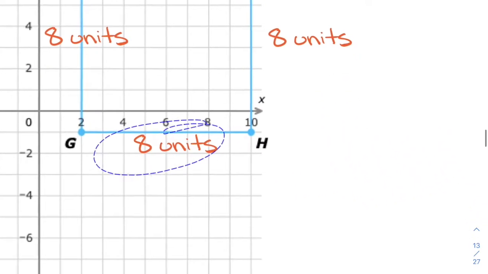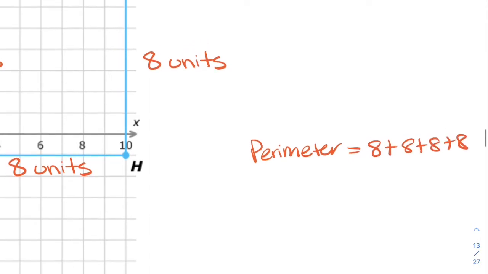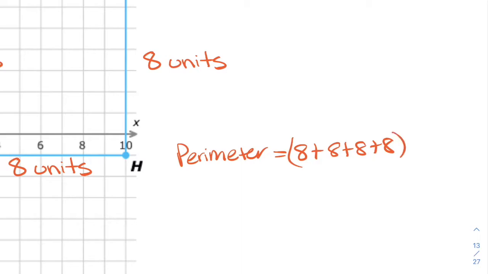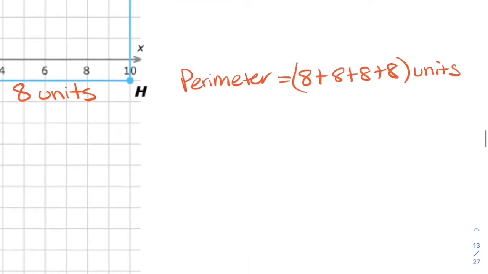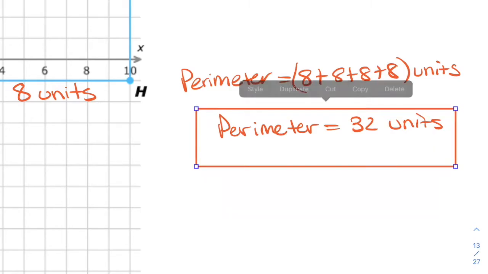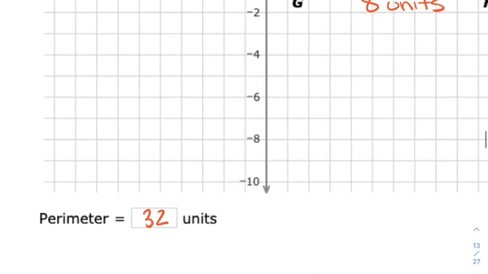Okay, so the perimeter is going to be equal to 8 plus 8 plus 8 plus 8 units. 8, 16, 24, 32. Not squared because it's a distance. All right, so the perimeter is 32 units for that one.